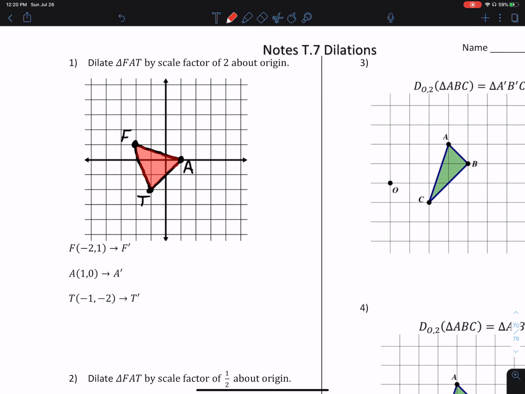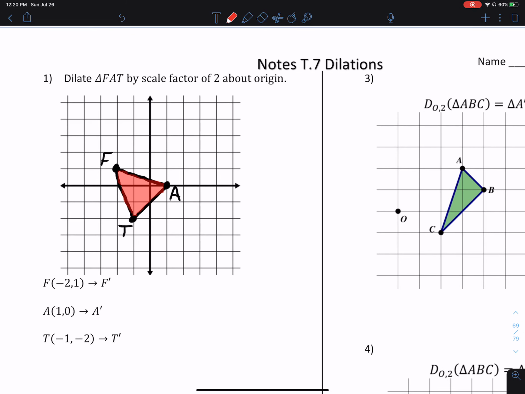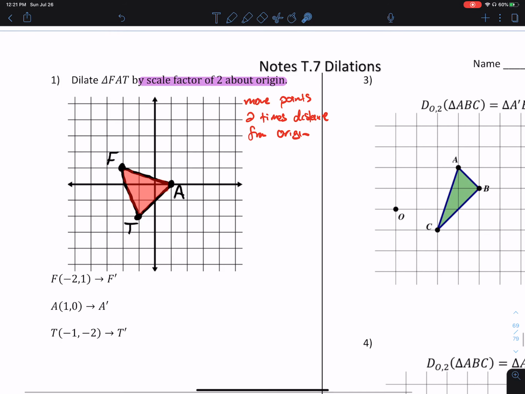Dilate triangle FAT by a scale factor of 2 about the origin. Here's what that means. Scale factor of 2 about the origin, we're going to move all the points 2 times the distance from the origin. So here's how that would look. And there's different ways that we can do this, different orders that we can do this in. I'm just going to try to explain it a couple different ways.